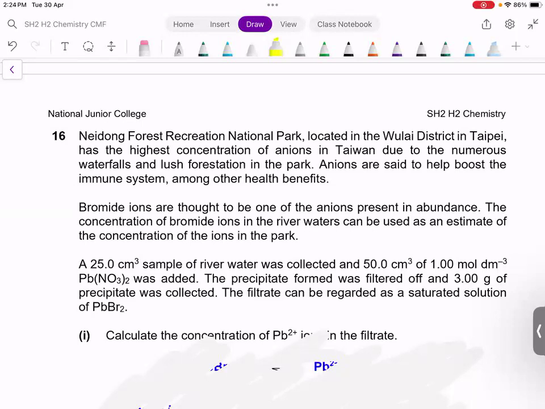Yes? The precipitate refers to the residue. Precipitate refers to the residue. What do you mean? Yeah, precipitate is the residue.